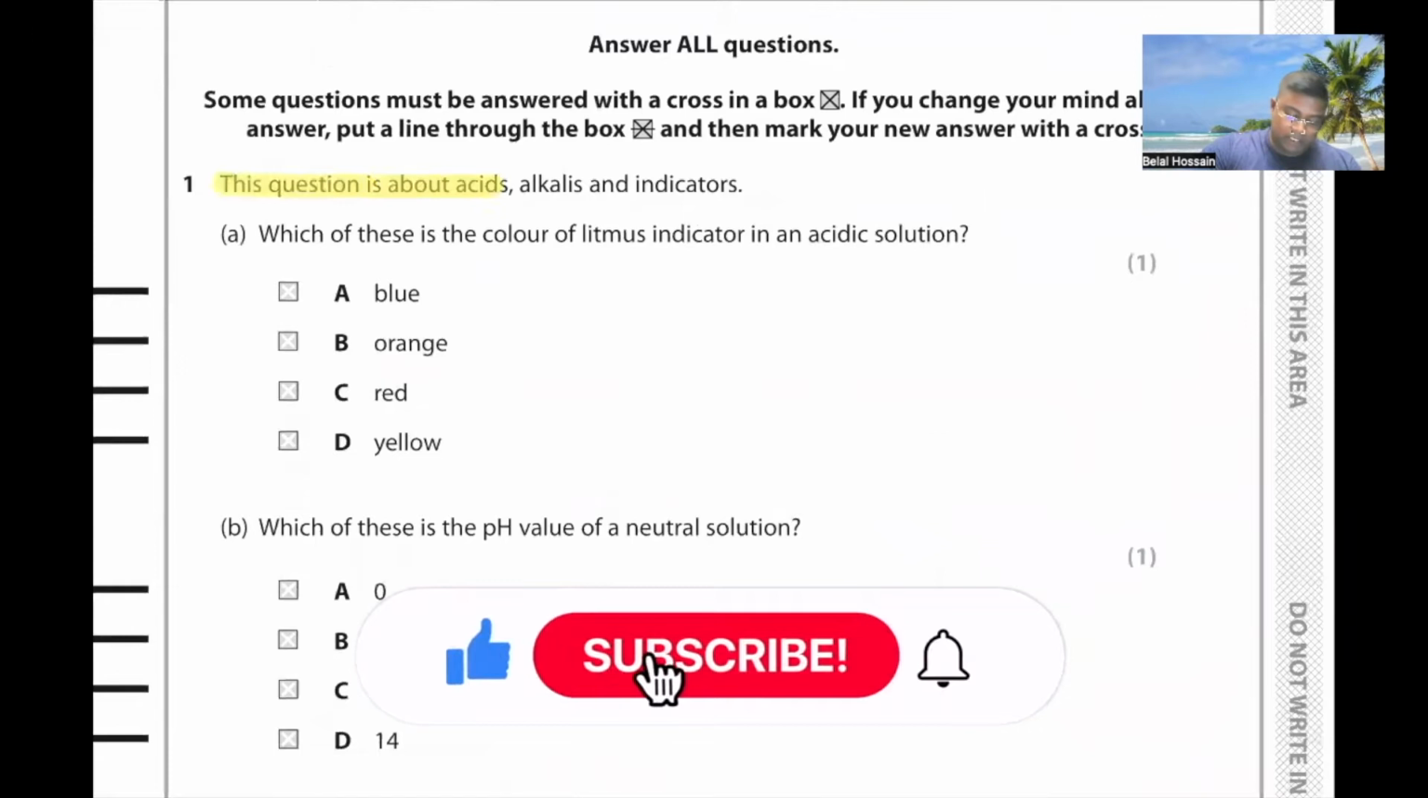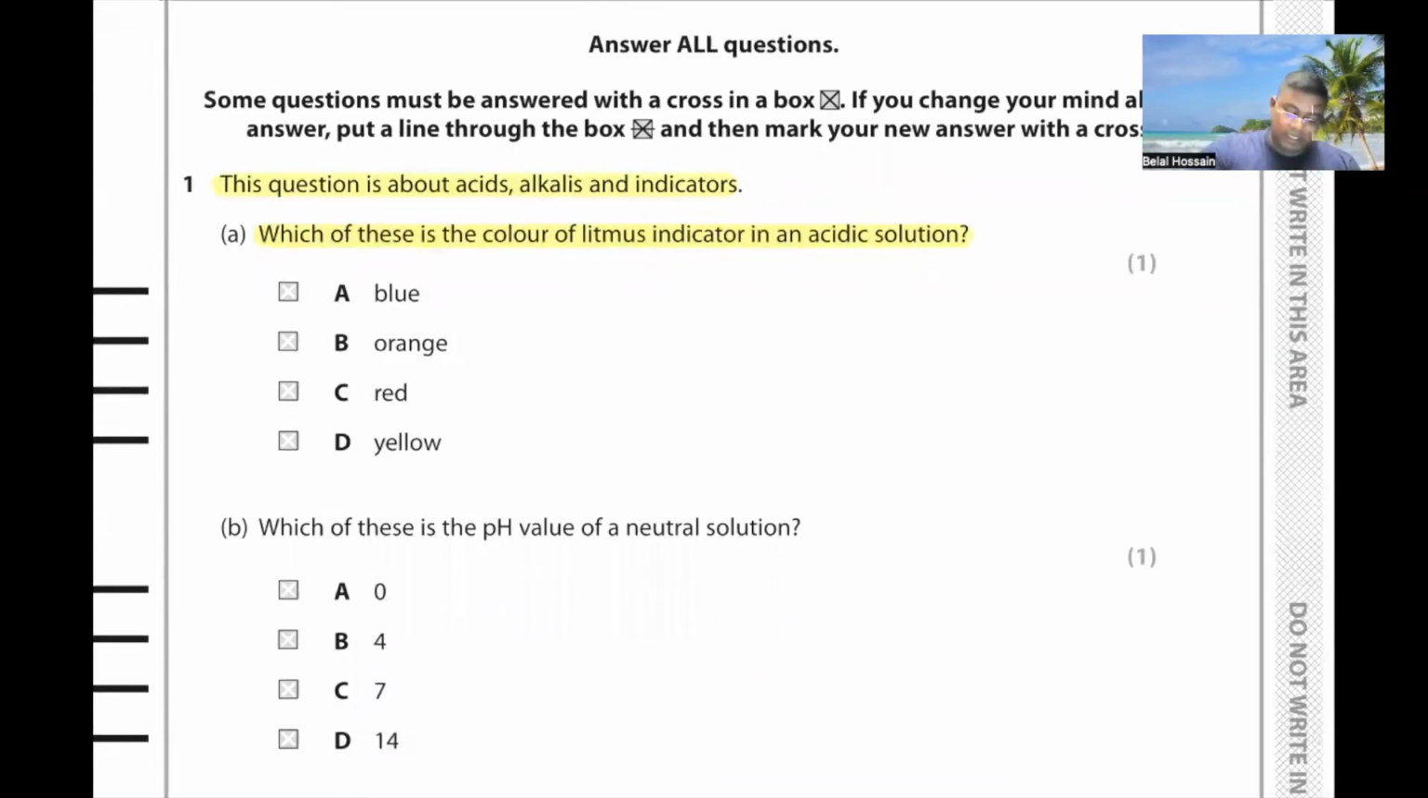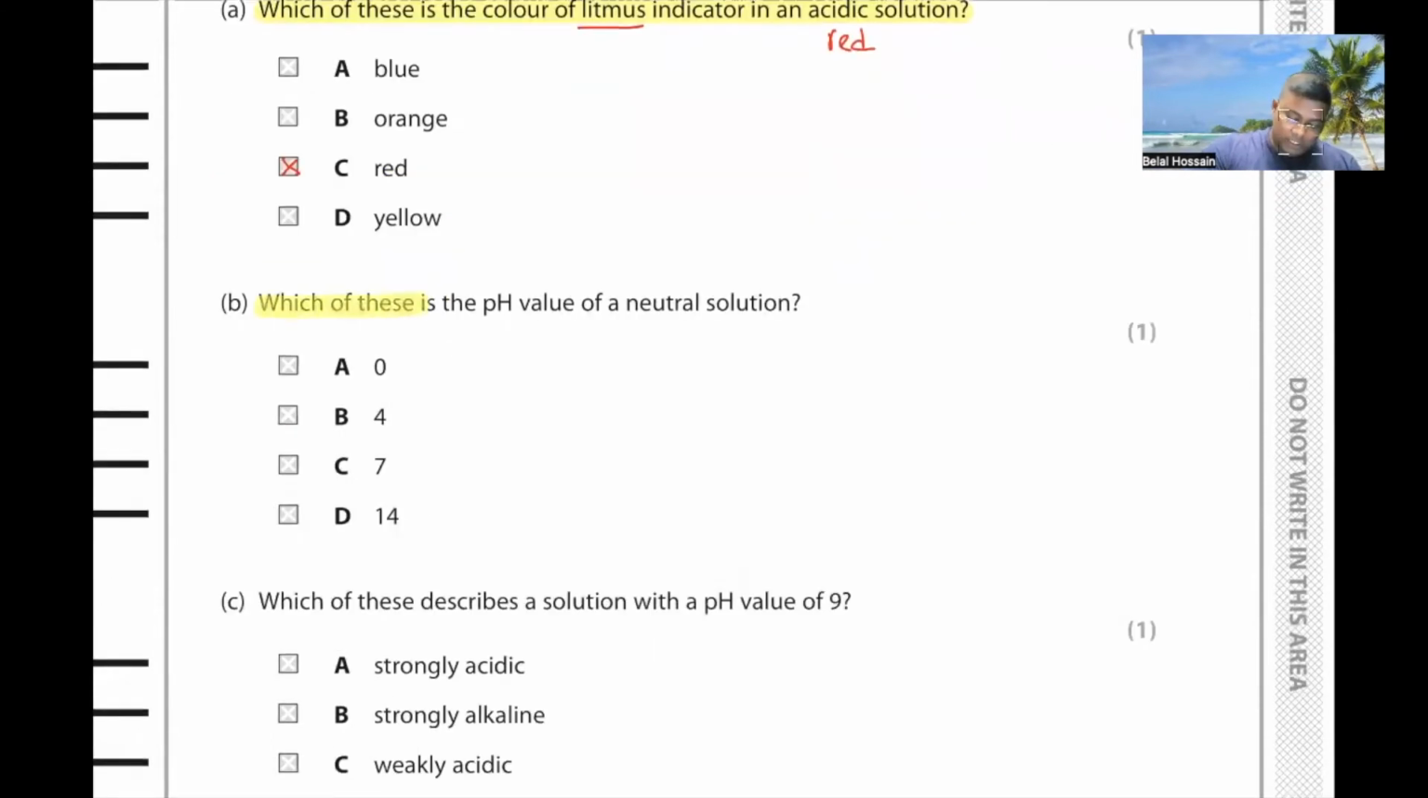This question is about acid, alkalis, and indicator. Which of these is the color of litmus indicator in an acidic solution? We know that a litmus indicator in an acidic solution will give a red color. So it will be red because it is in acidic solution. So red. Next question. Which of these is the pH value of neutral solution?